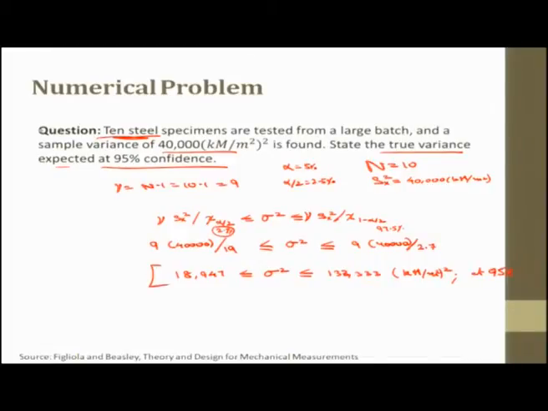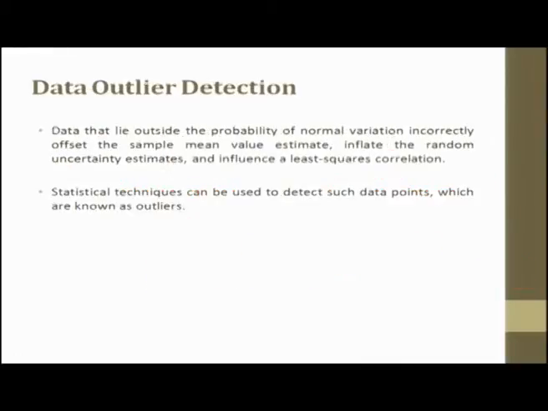So, this is the way to find the precision interval for our variance if it is required. Next and the last part in this presentation is data outlier detection. Sometimes we have data outliers which are due to some assignable causes or which are due to some non-random causes. So, we need to find out where is the data outlier.